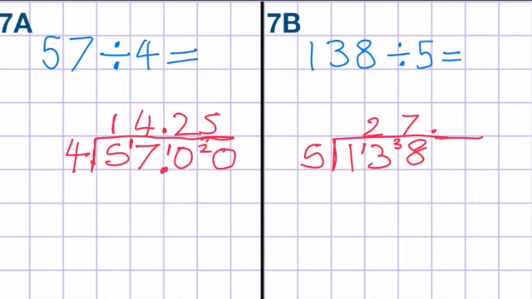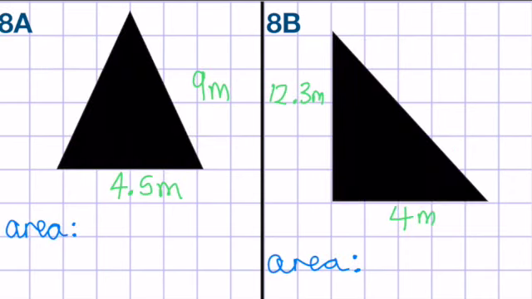So I'll put a decimal place, put a 3 and a 0. And 5 goes into 30 6 times. So it's 27.6. Okay, I'd like you to find the area of these triangles.